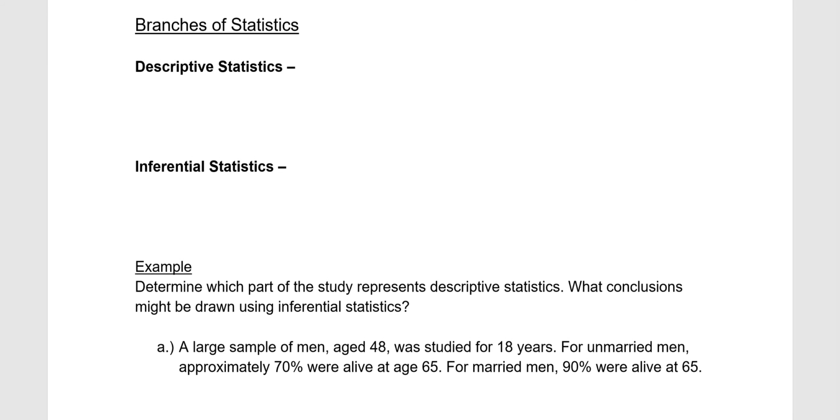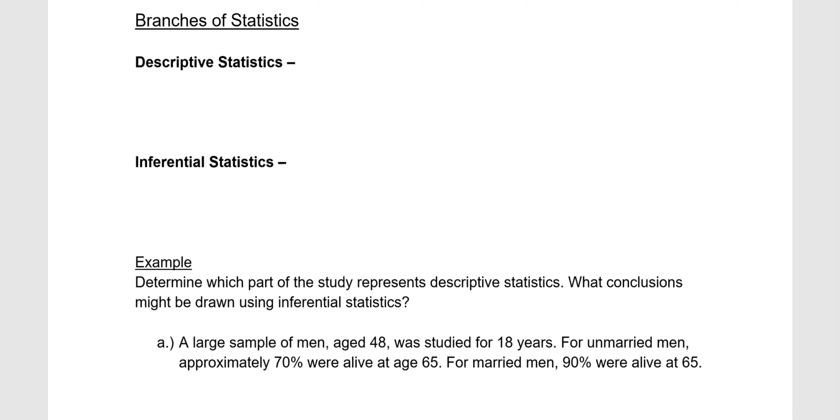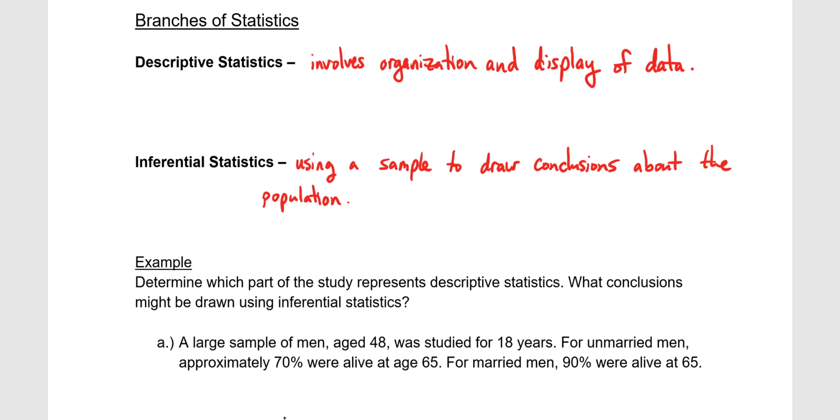Okay, for the next thing is branches of statistics. Two main branches we're going to be working with. We have descriptive statistics and inferential statistics. For descriptive statistics, this is going to involve organization and display of data. And for inferential statistics, this is going to be using a sample to draw conclusions about the population or make decisions for the whole population. So inferential is making inferences. So that's descriptive and inferential.